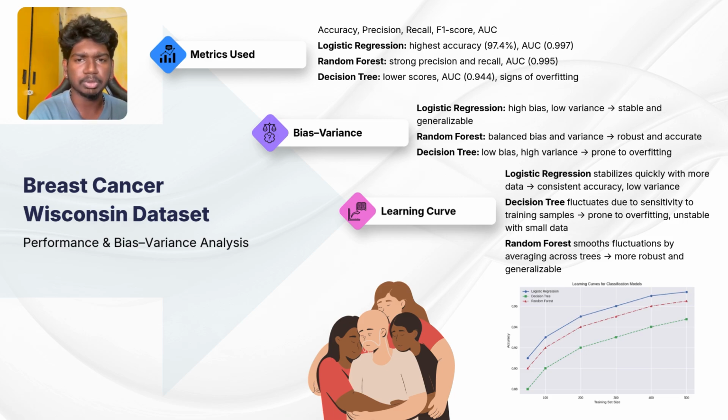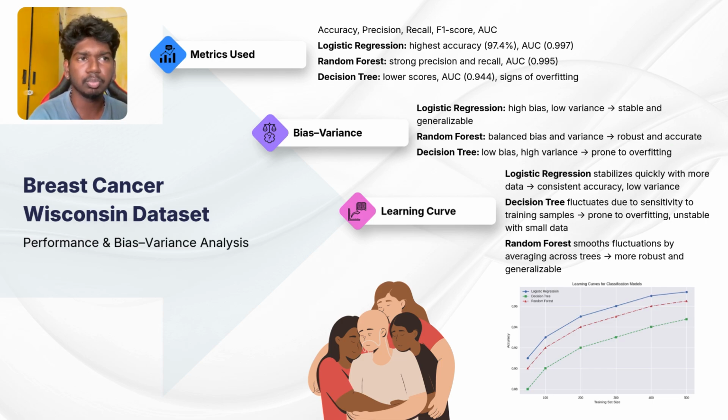Okay, next I'm going to present the performance and analysis of the breast cancer dataset. The breast cancer models show overall strong results. Starting with logistic regression, it achieved an accuracy of 97.4% and an AUC score of around 0.997, which makes the model most reliable.